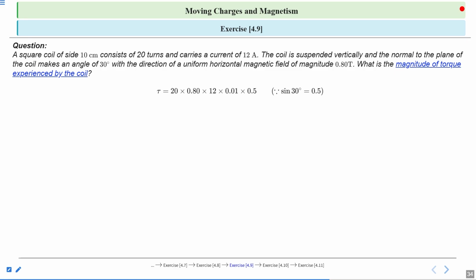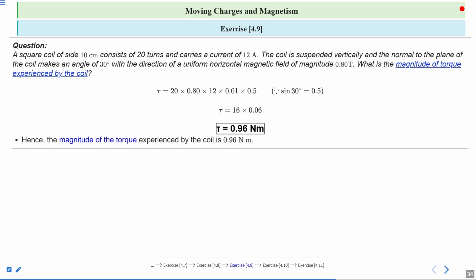So tau is equal to 20 into 0.8 into 12 into 0.01 into 0.5, because sine 30 degree is 0.5. After solving, tau will become 16 into 0.06. So the final result: the magnitude of torque experienced by the coil is 0.96 Newton meter. Hence the magnitude of torque experienced by the coil is 0.96 Newton meter.